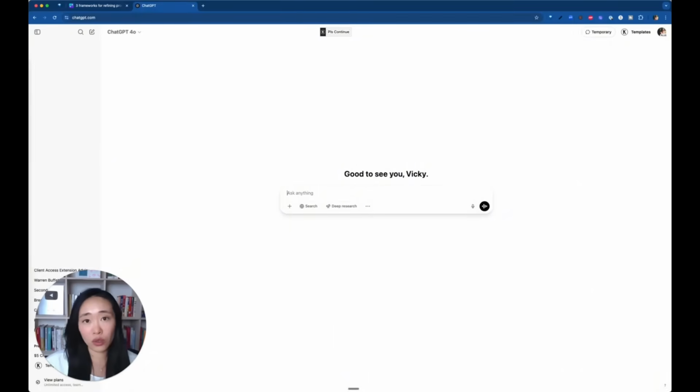I'll give some context to ChatGPT so it knows what's going on, and then we'll use the three frameworks to see how we can go further with this problem.